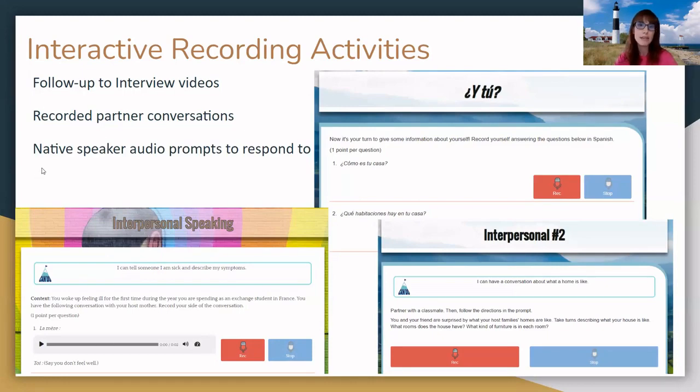And we also have some native speaker prompts to respond to. So more scripted, as if they're simulating a conversation, they'll give you a context of some sort, like this one saying you're not feeling well. So you are talking with your host mom about how you're not feeling well in France. They'll listen to their host mom and then record themselves responding. So it's like they're having an actual conversation with an actual French speaker, but it's all simulated. So very great for helping them to react in real world kind of situations.